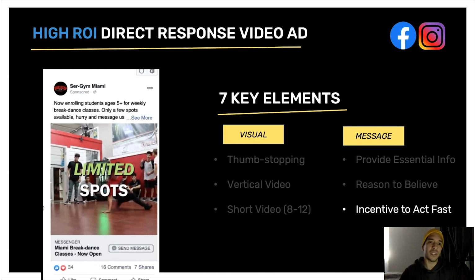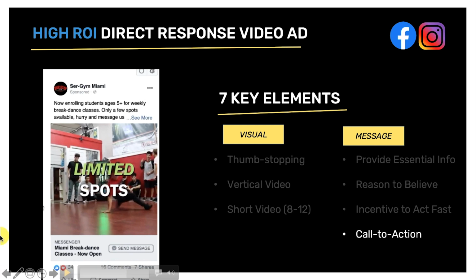So we purposely added the message of limited spots available because we want people to be incentivized to take an action. We want them to feel like, hey, this is not going to be around forever. And it's not, obviously. There's only so many people that my buddy can accommodate at his location. So we wanted to give them an incentive to act fast. And you can see that here where we say, limited spots.